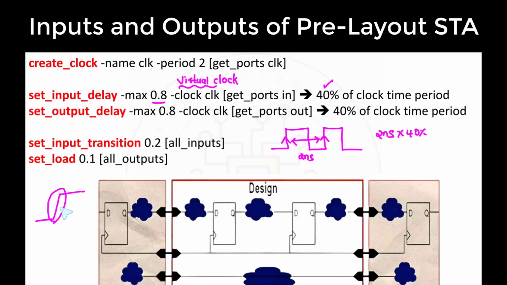So this transition will be 0.2 nanoseconds and it is for all the inputs that are present in your RTL code. Next, coming to load. Load is something that is seen at the output. So load will be 0.1 and it is for all the outputs. So I've kept just one snippet of SDC constraints. In detail, we will try to understand all of these in the upcoming lectures.